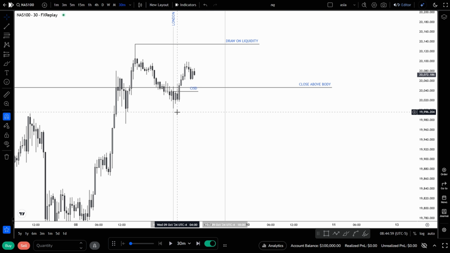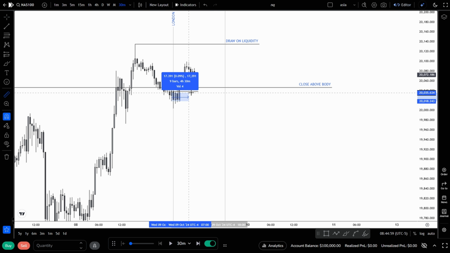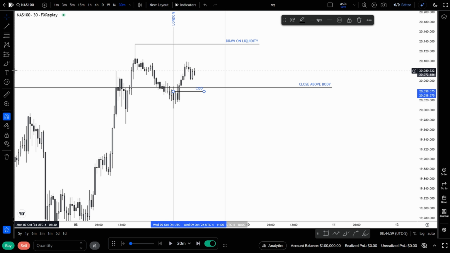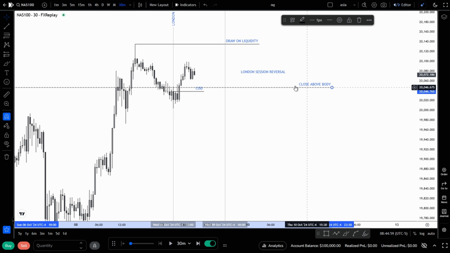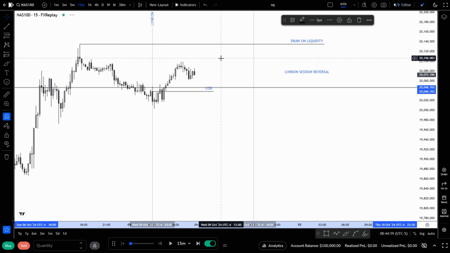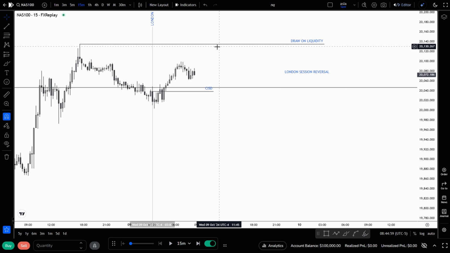Around 3 o'clock, we see a change in the state of delivery, which confirms a London session reversal. With that information in mind, by the time we approach the New York session, we now have alignment for a continuation. That allows me to begin looking for an entry that gets me positioned in the direction of the move, targeting the opposing side of the range, which is acting as the draw on liquidity for this trade.